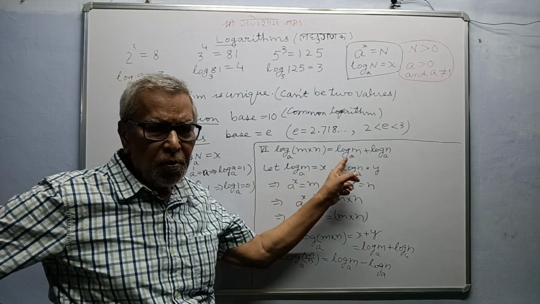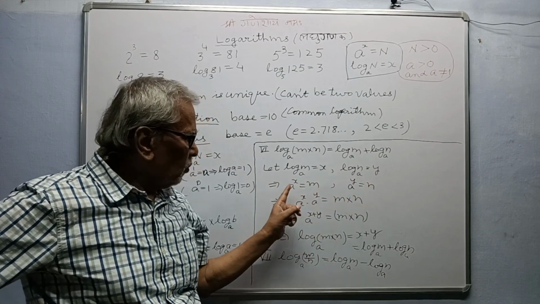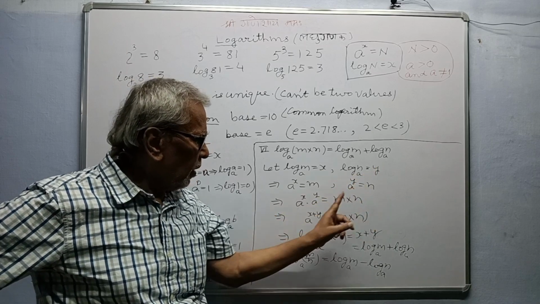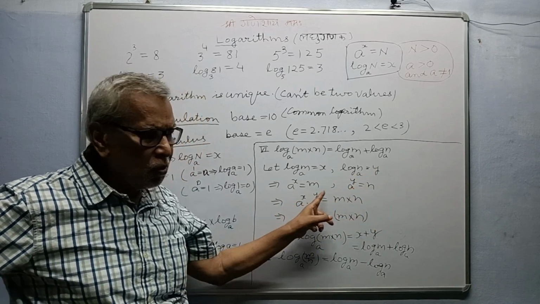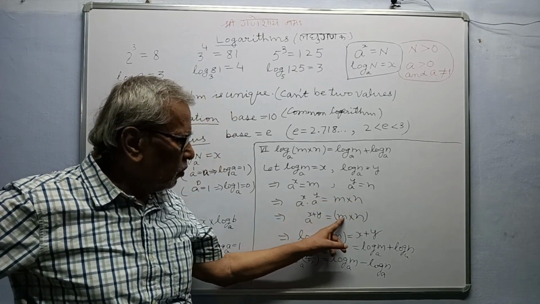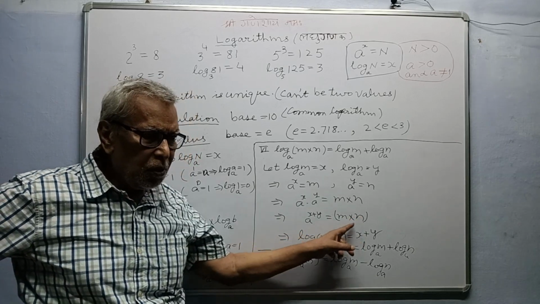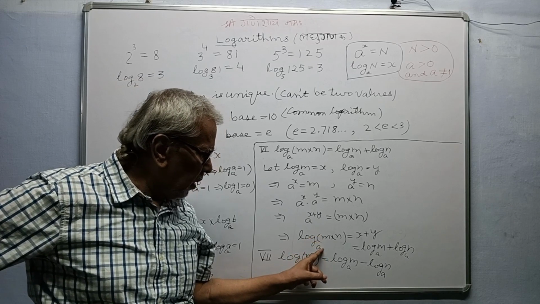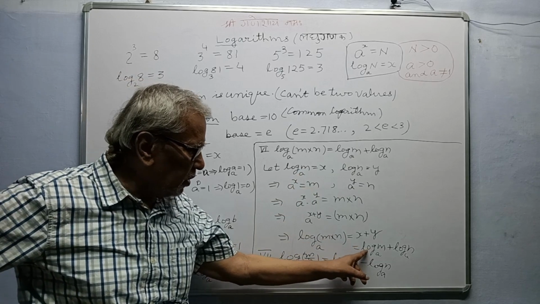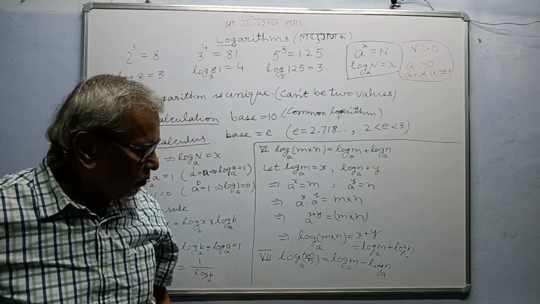Let log m to the base a is equal to x and log n to the base a is equal to y. So a to the power x is equal to m, and a to the power y is equal to n. Now multiply these two. So a to the power x into a to the power y is equal to m into n. A to the power x plus y is equal to m into n. Now changing into logarithmic form, log m into n to the base a is equal to x plus y. And we have supposed that x is equal to log m to the base a and y is equal to log n to the base a. So we have proved it.